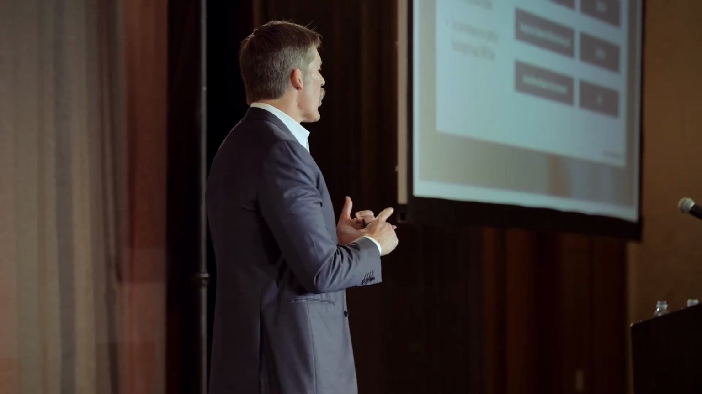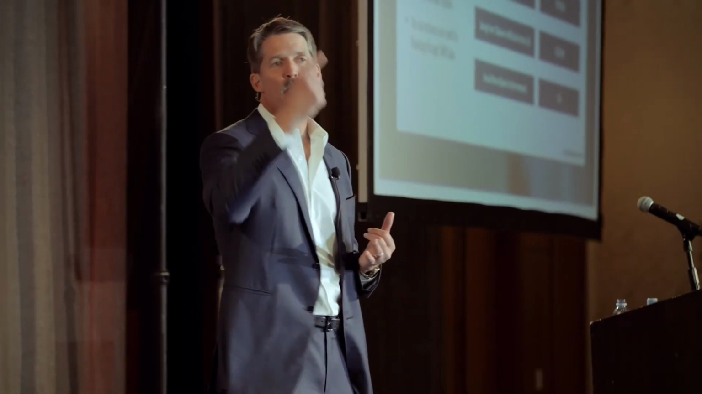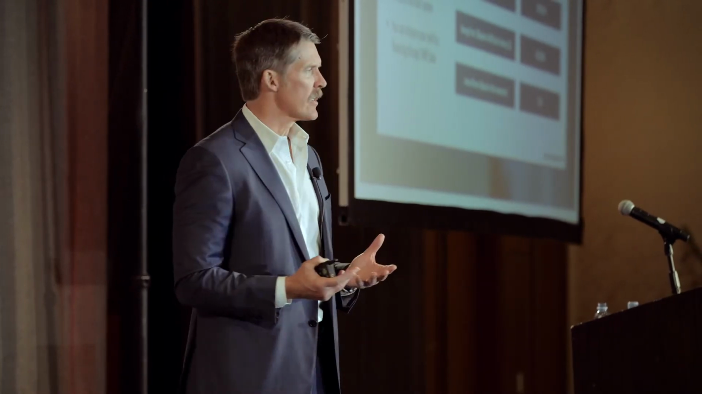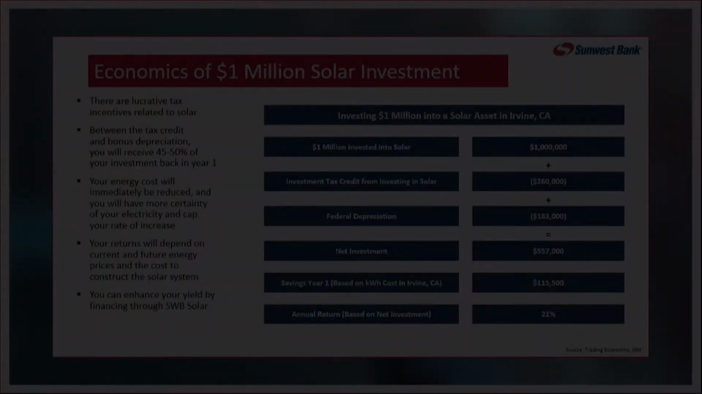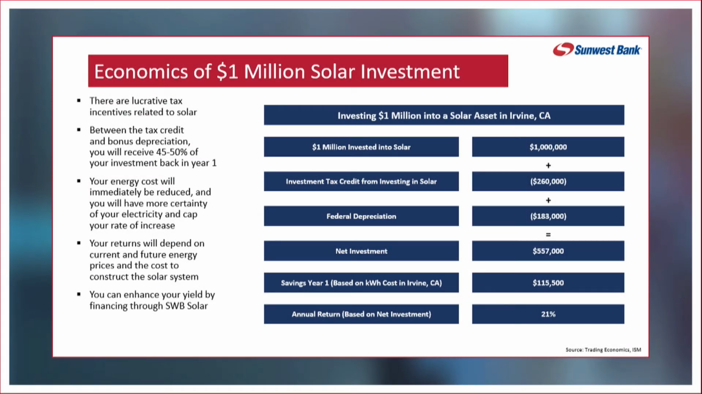Then, depending on the cost to build the solar system and what your energy rates are, obviously you make more money in San Diego than someplace like Orange County where average utility kilowatt costs are about 14 cents. So San Diego is even more profitable. But your year one savings are about $115,000. So you're generating right off the bat a 21% return.